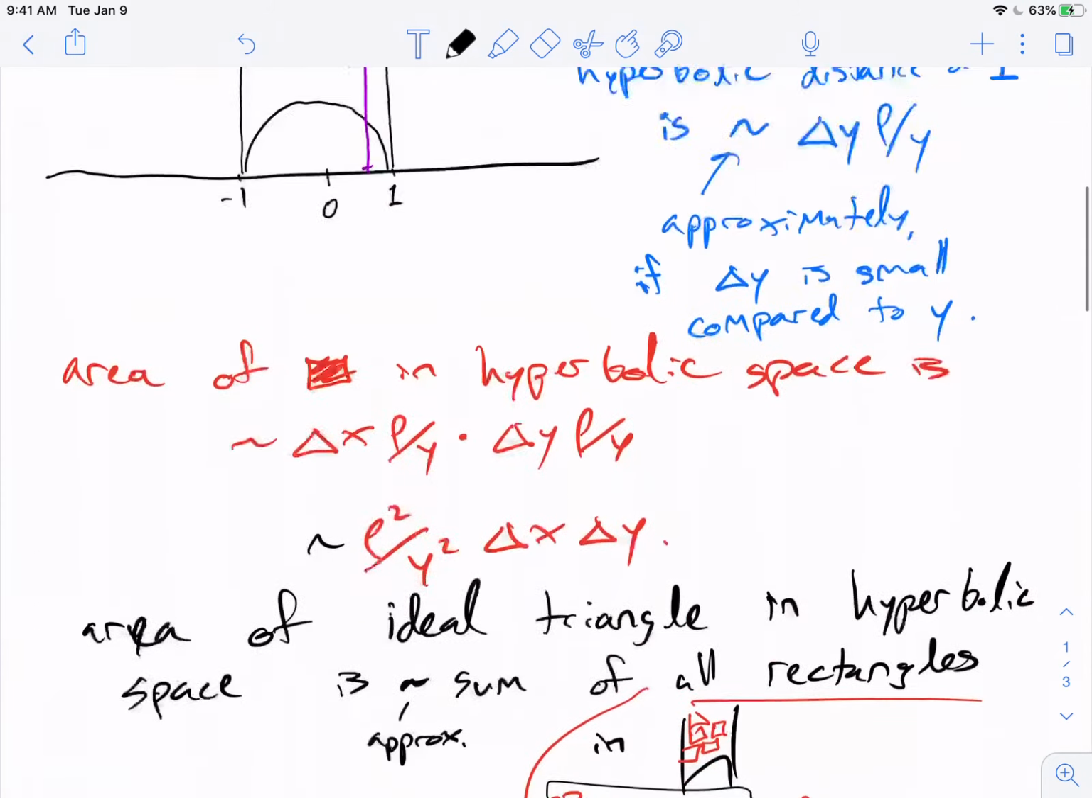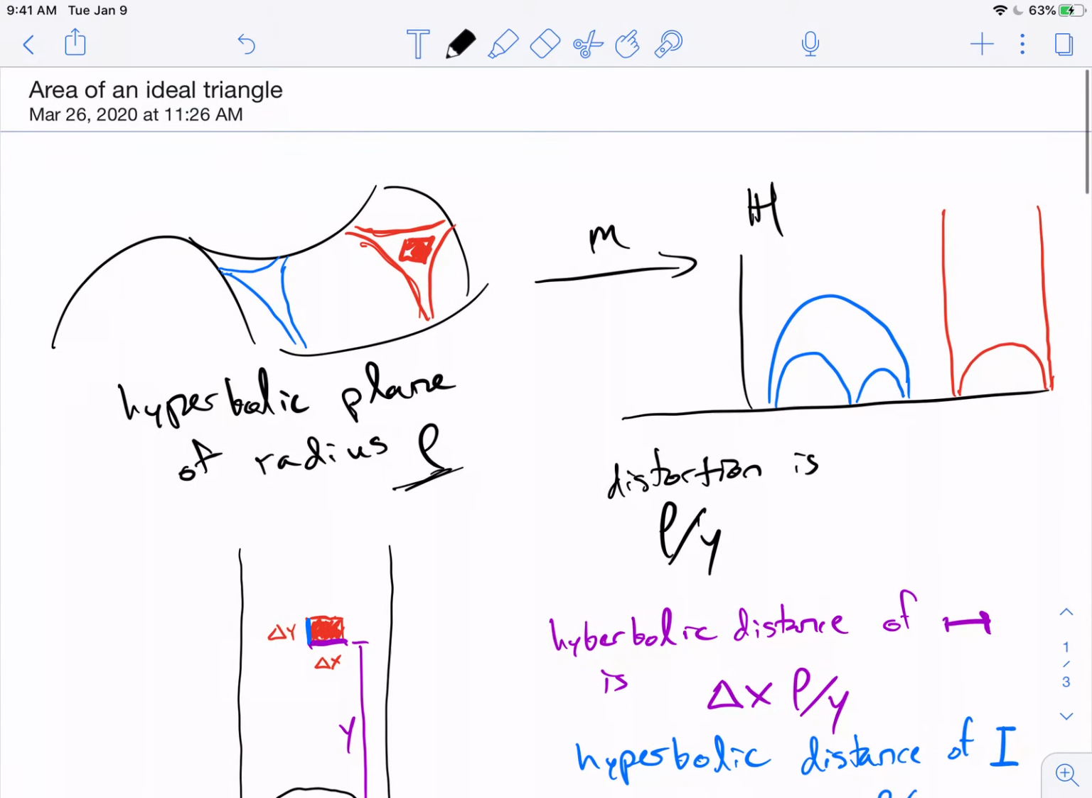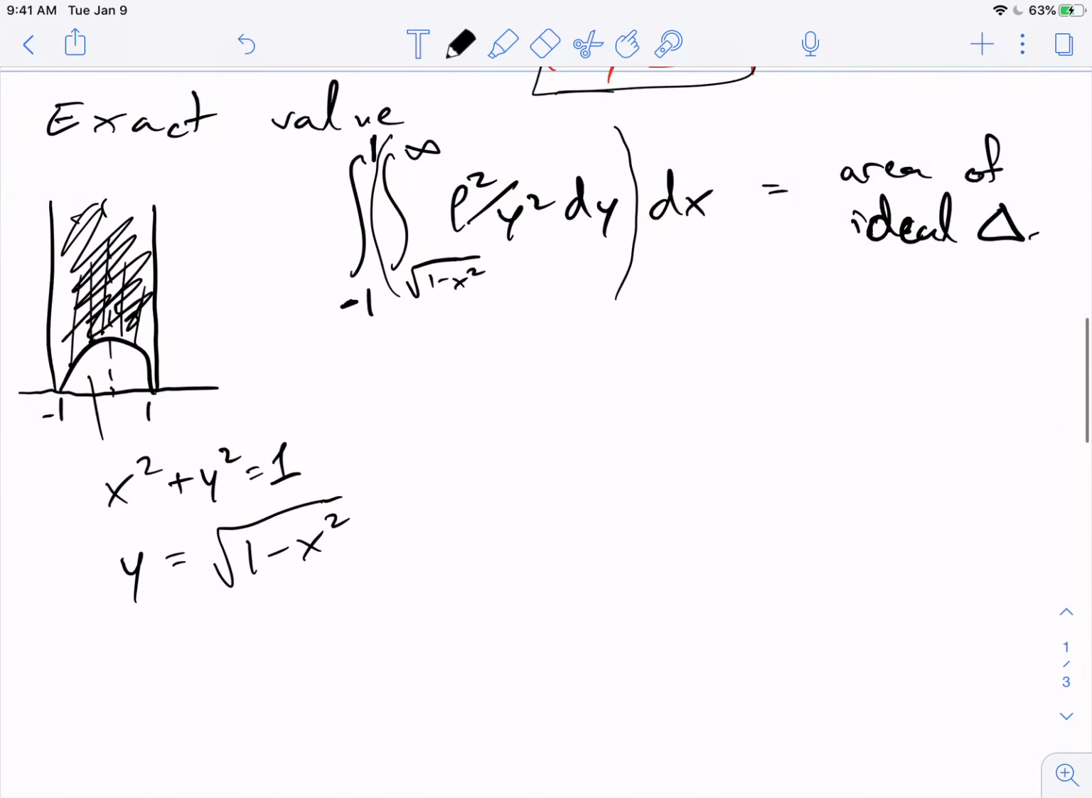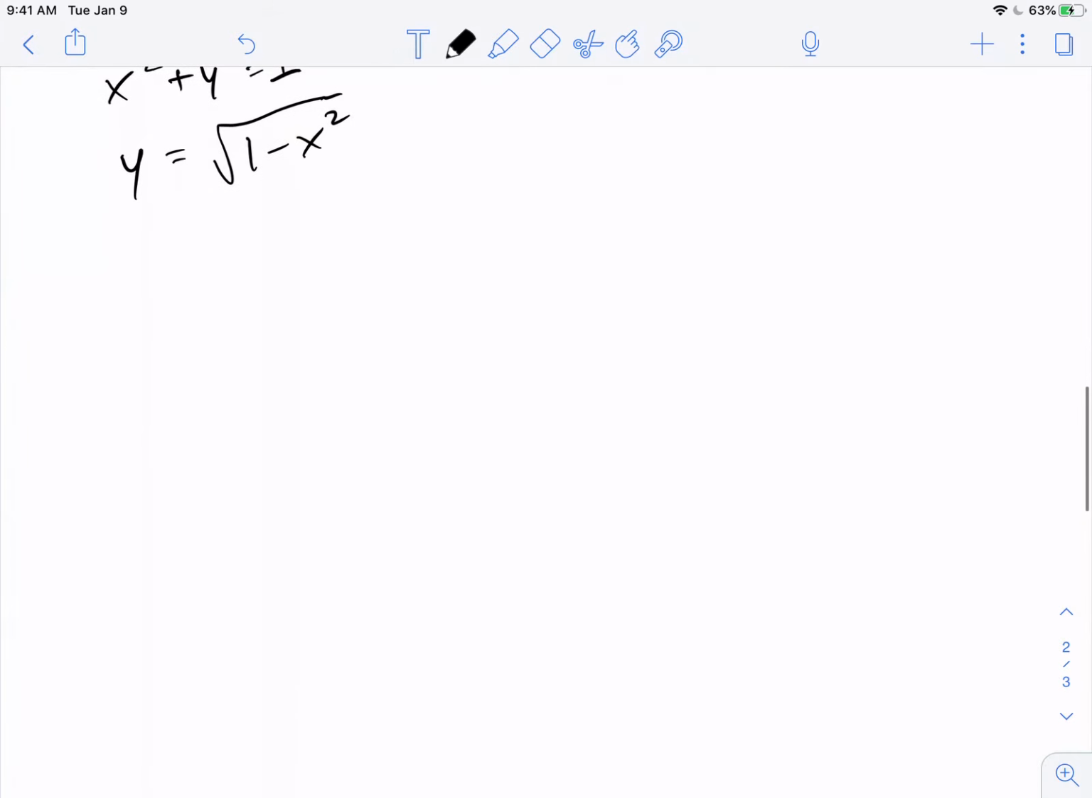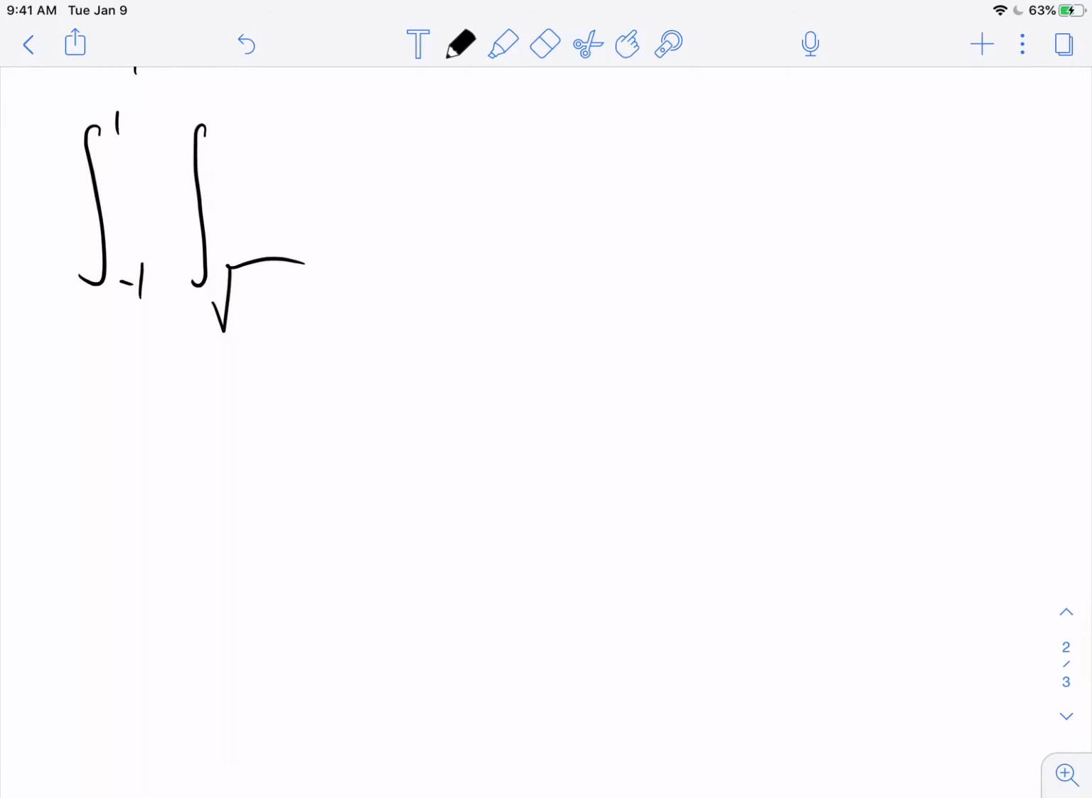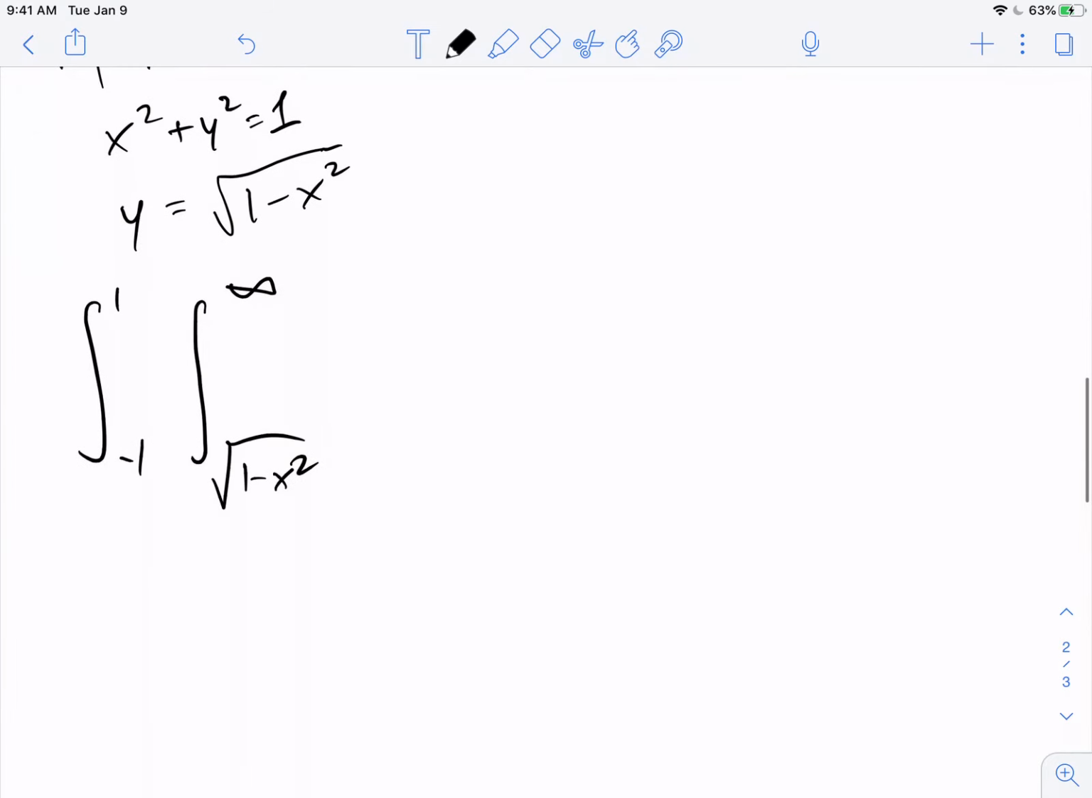And so this is the exact value, whatever it is, this is the area of an ideal triangle. And it depends on which hyperbolic space I'm in. It depends on this radius rho. Okay, so now all we need to do is calculate this integral. Let me rewrite it. Rho squared over y squared dy dx. There we go. Okay.